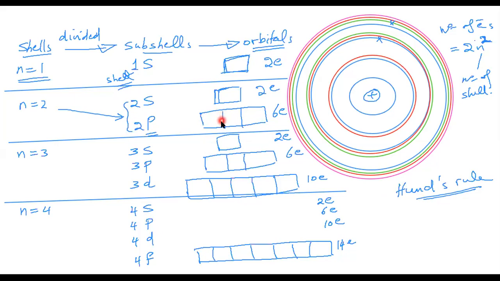Because if they were paired from the very beginning, this means that repulsion will take place between them. We want to decrease the repulsion as much as we can. That's why we should fill each orbital with an electron first, and then we are going to pair the electrons. Okay? So Hund stated that when filling electrons in orbitals, the electrons should be filled one by one, and then they are going to be paired. Okay? That's Hund's rule.